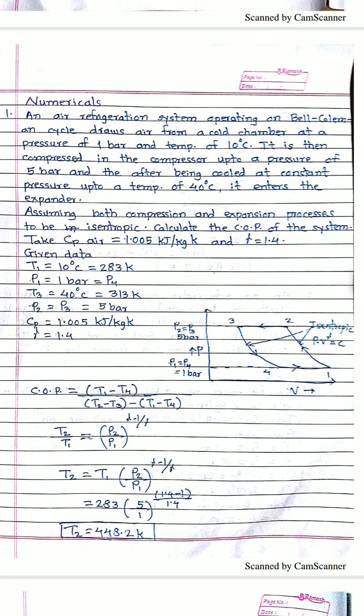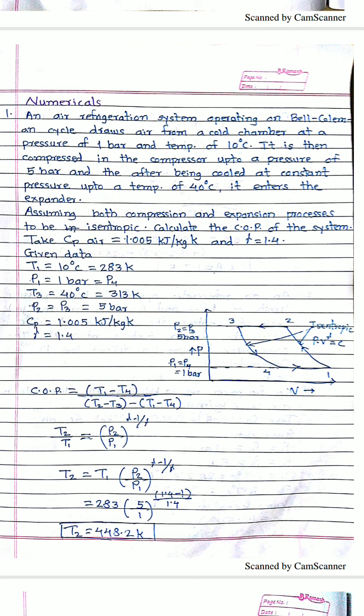And then after being cooled at constant pressure, from point 2 to point 3 the pressure is constant. Point 2 is the end of compression. So after compression it gets cooled at constant pressure, meaning process 2 to 3 is carried out at constant pressure. So P2 is equal to P3 is equal to 5 bar. At constant pressure up to a temperature of 40 degrees Celsius, it enters the expander.